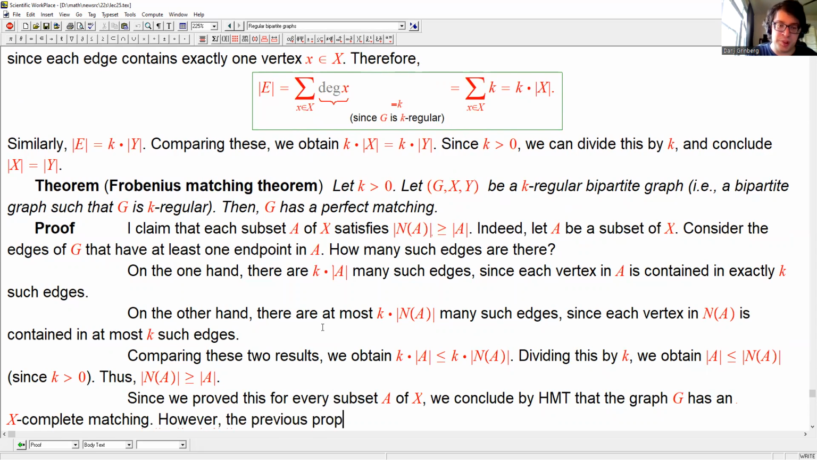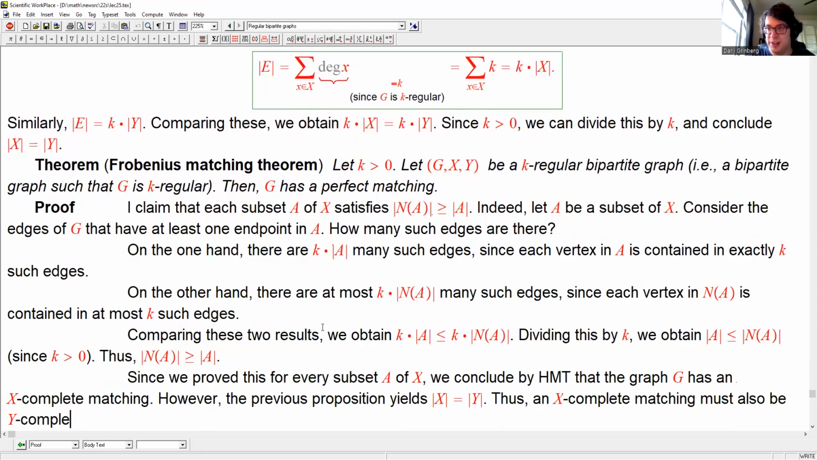However, the previous proposition yields that the number of left vertices is the number of right vertices. Thus, an X-complete matching must also be Y-complete. So think about this for a moment. It has to do with the fact that, of course, you cannot use the same vertex twice in a matching. If it's X-complete, it has at least this many edges, and therefore each vertex in Y must be covered. Strictly speaking, if you look at this argument closely, it's a pigeonhole principle argument.